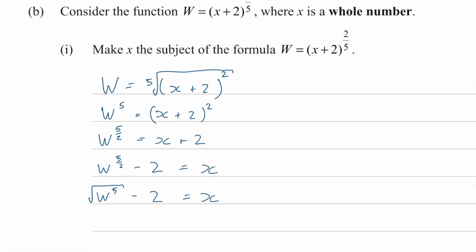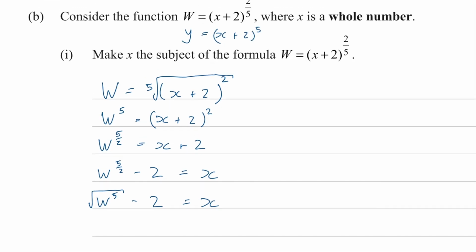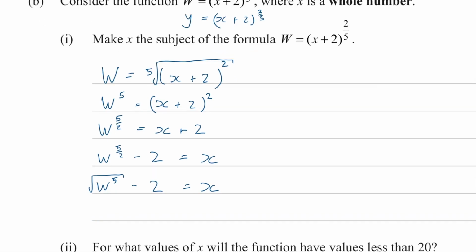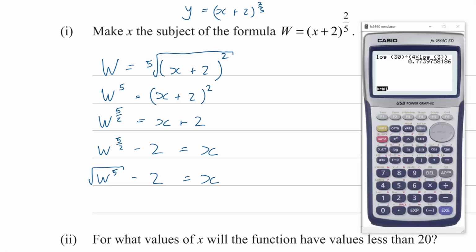Now part 2. Okay, so we have this function. What x values will the function have a value less than 20? So the function, the output being w, right? You could think of this as like y equals, right? So we have that function. There's certain x values that the output w will be less than 20. If you have no idea where to start, just graph it to see where you're heading.